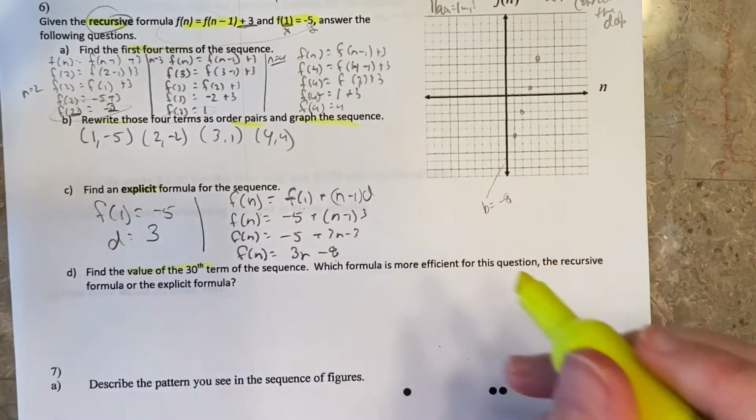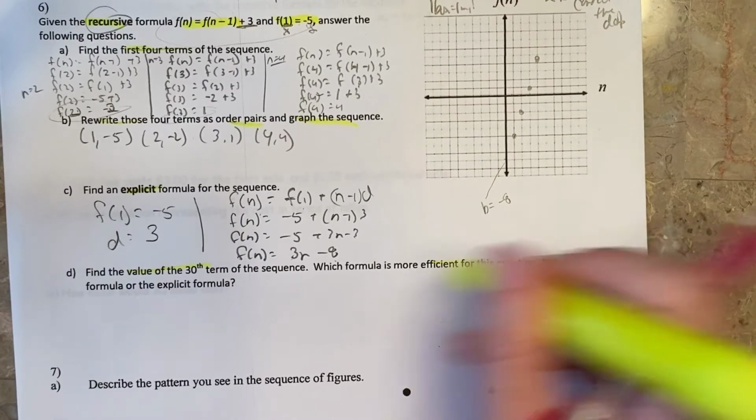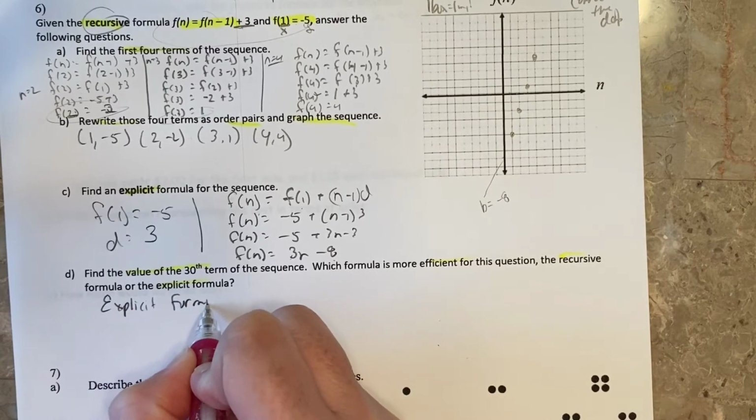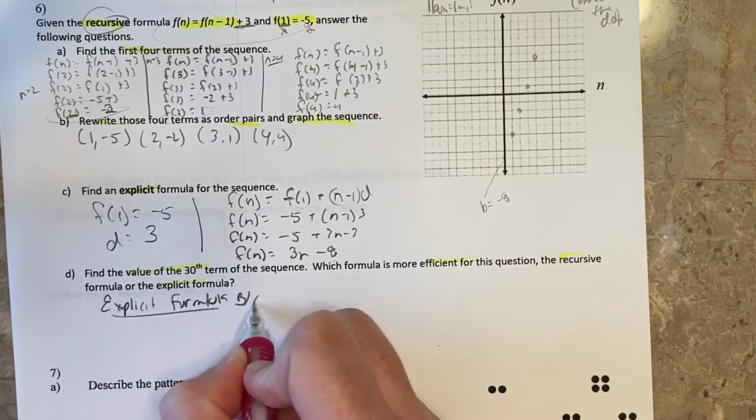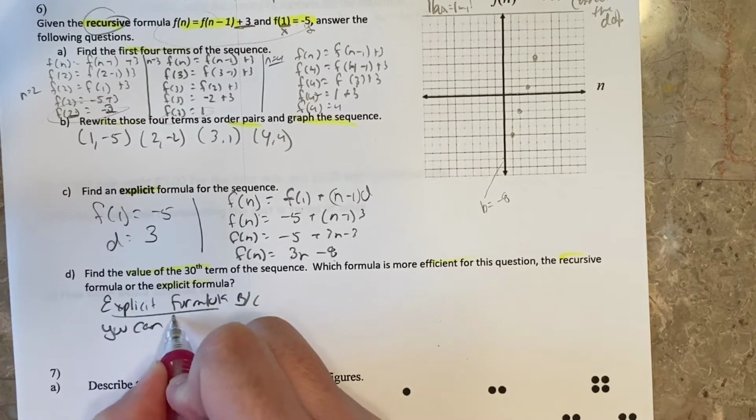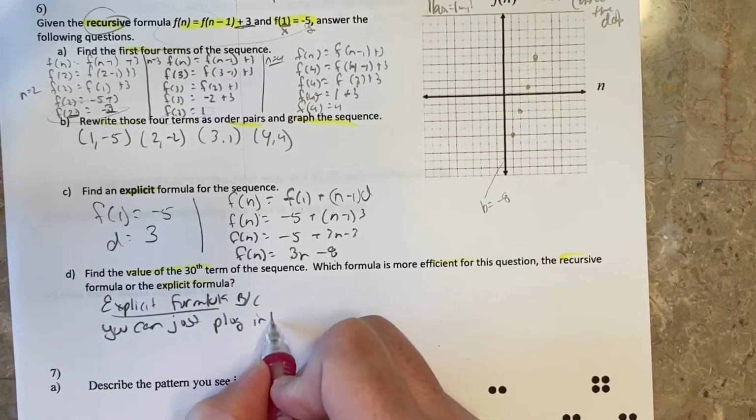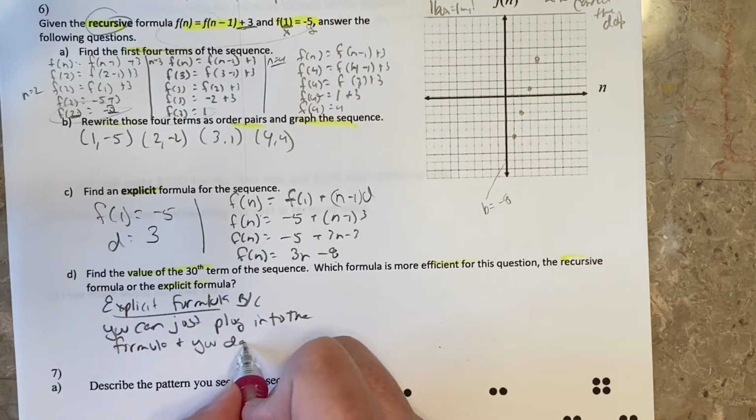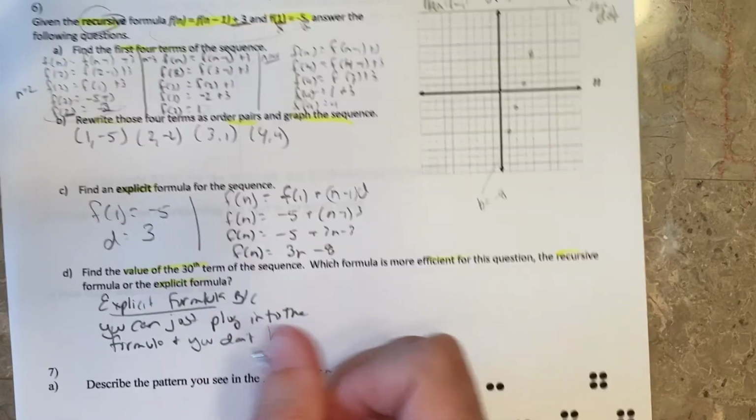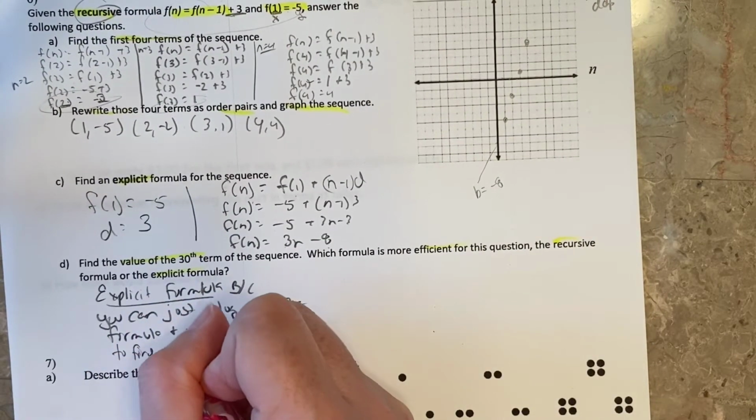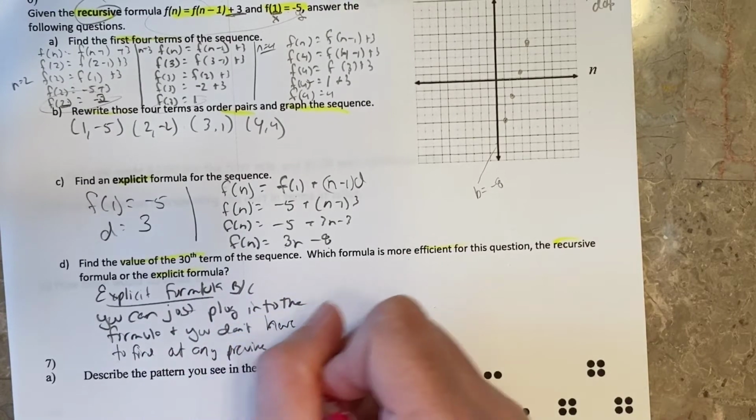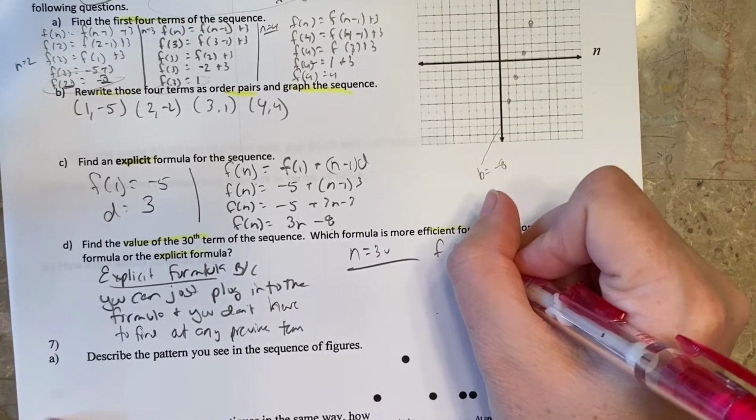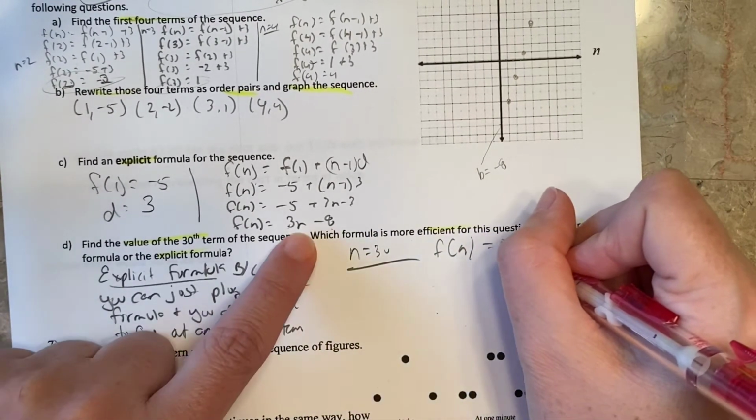All right, find the value of the 30th term. Which formula is more efficient for this question, the recursive or the explicit? So I'm going to write that first. So explicit formula, because you can just plug into the formula and you don't have to find out any previous term. So you just get the formula, you write it down, you plug in, you're done. So that's why explicit's better. That's why in the beginning I said to do the explicit to begin with.